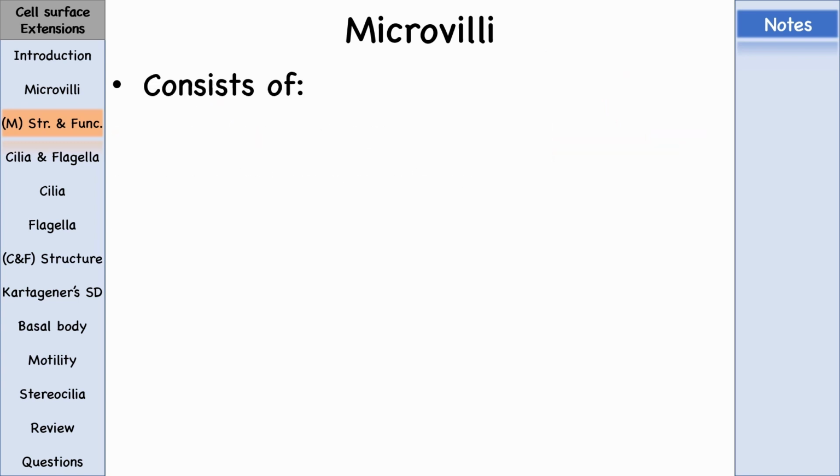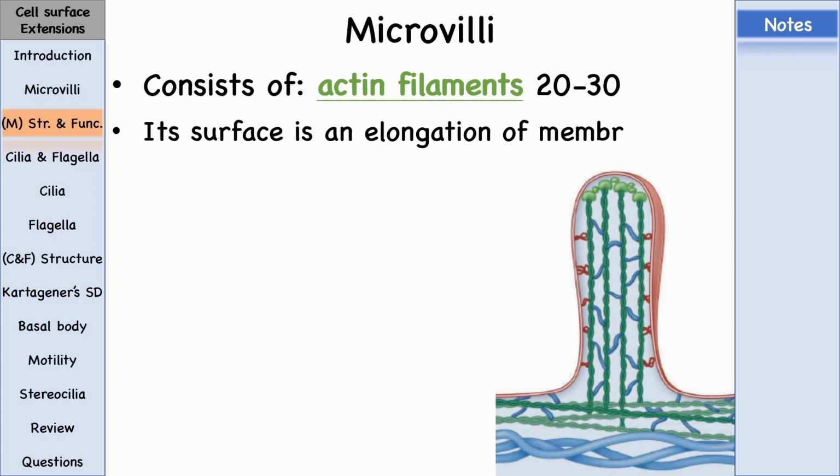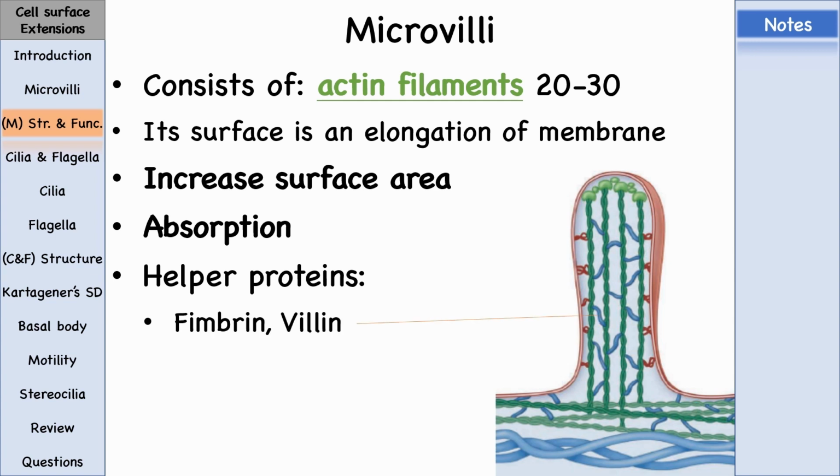It consists from the inside of actin filaments, numbering between 20 and 30, and its surface is just an elongation from the cell membrane itself. And if you remember what we mentioned in the cytoskeleton lesson, that the actin filaments are light and flexible, from here we conclude that microvilli can be pulled and stretched and thus can increase the surface area of the cell. And this is exactly what the intestinal cells do during absorption. These actin filaments are connected by the helper proteins fimbrin and villin. The microvilli contain enzymes that participate in the absorption process as well. We took information about the microvilli and proved how they participate in the absorption process.